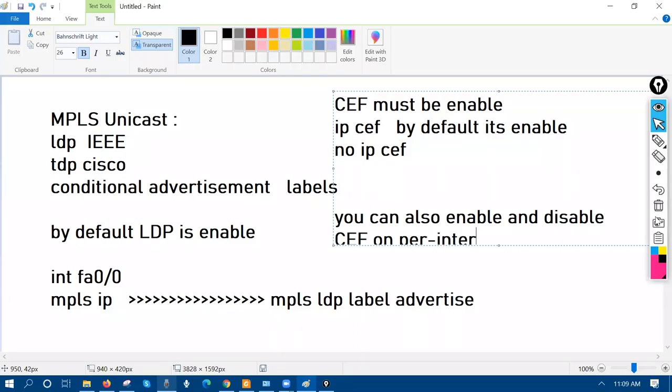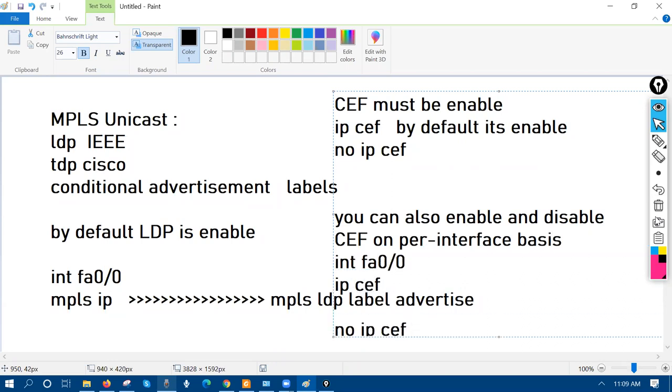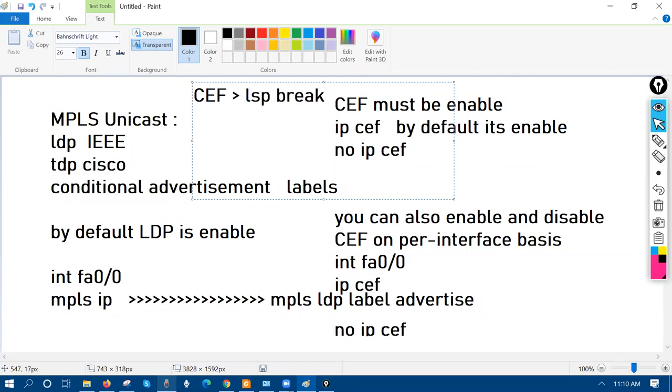Step on a pure interface basis. Just put the command on the interface: ip cef or no ip cef. But CEF must be enabled. If your CEF is not enabled, what happens? Your LSP will break. And what is LSP? Label Switched Path, a collection of LSRs, and it's unidirectional.